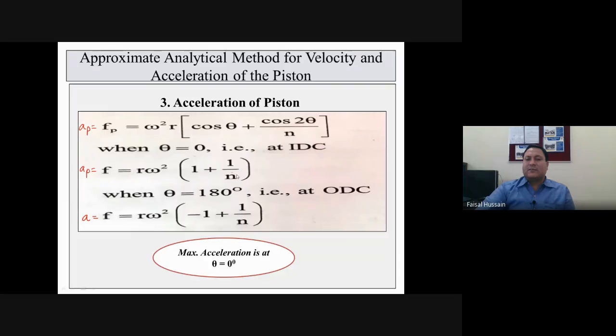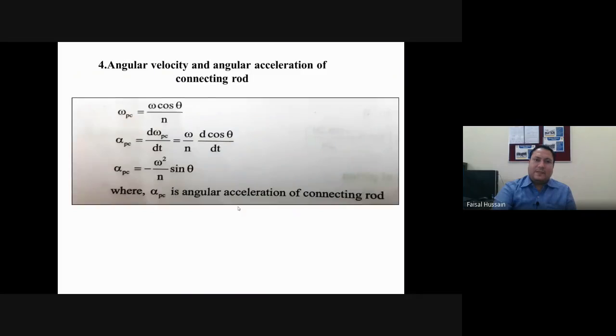So I can say that for maximum acceleration the value of theta will be what? 0. And when theta equals 180 degrees, we will get this equation. So proper reading of the question is very important in GATE.